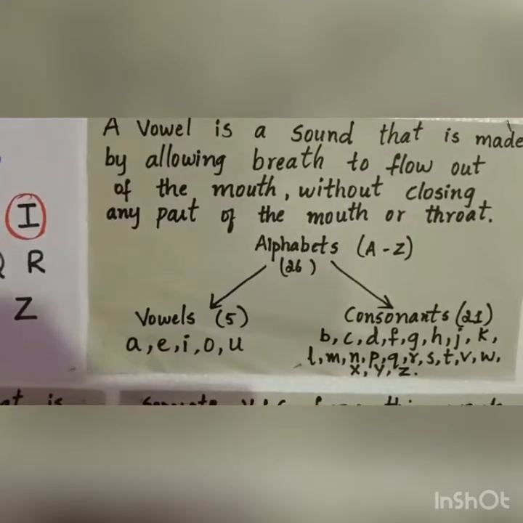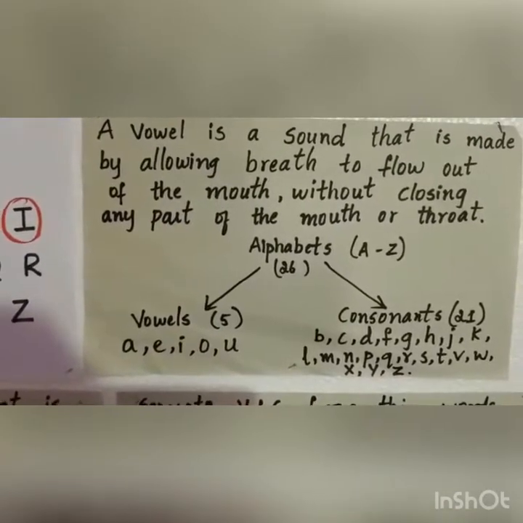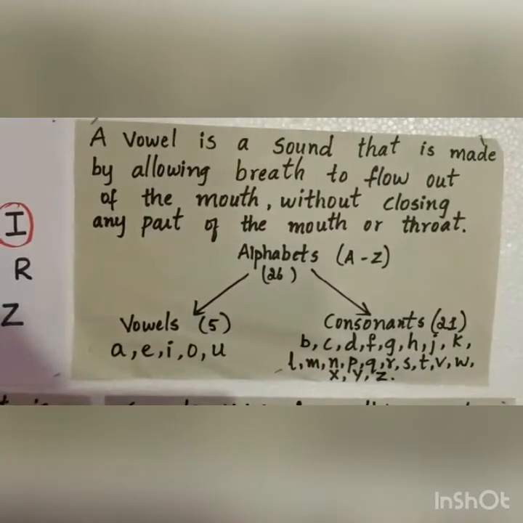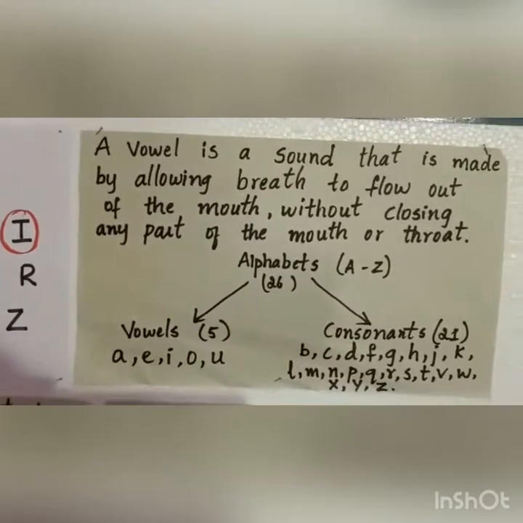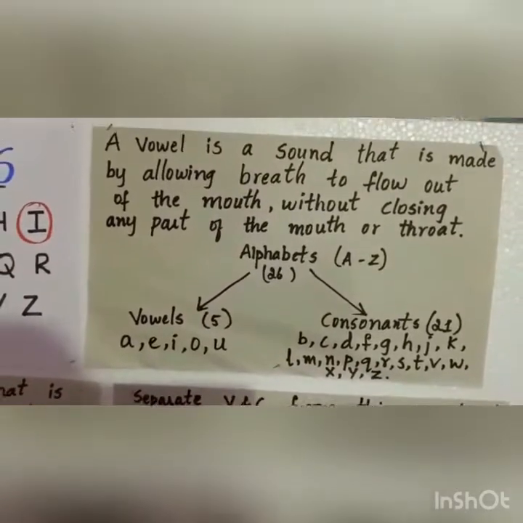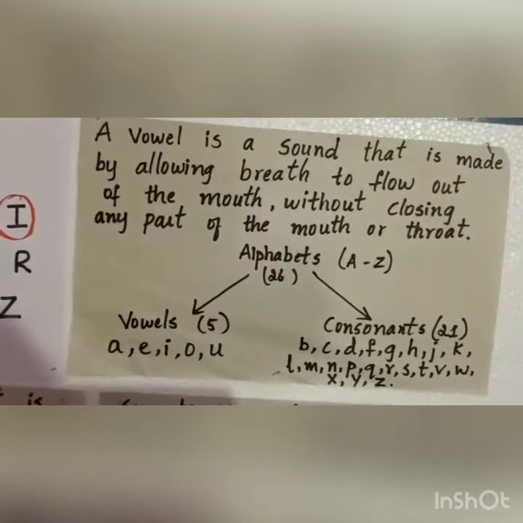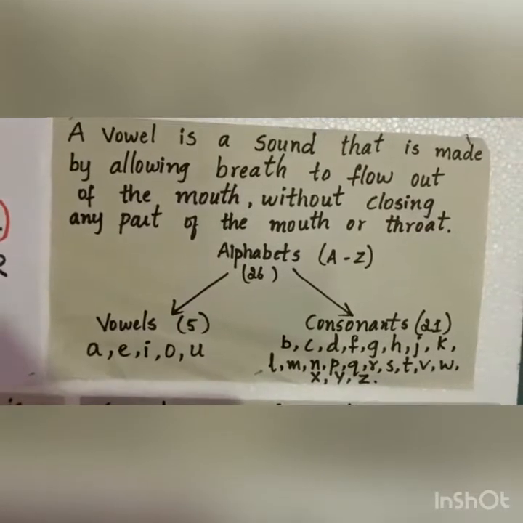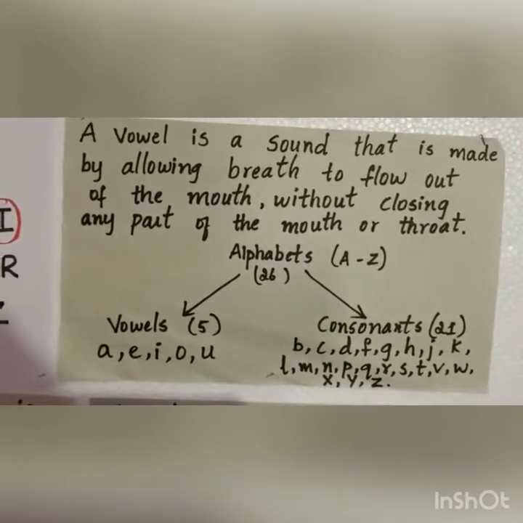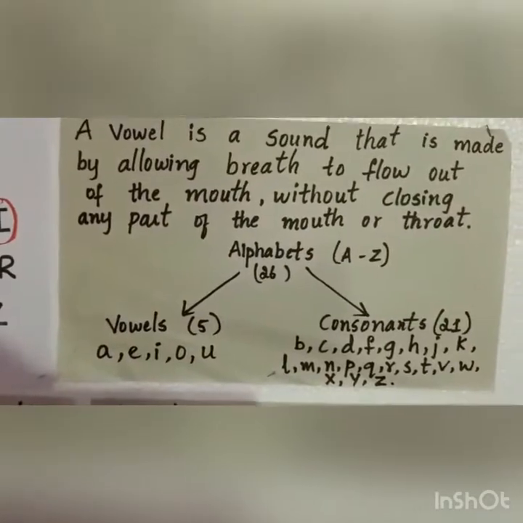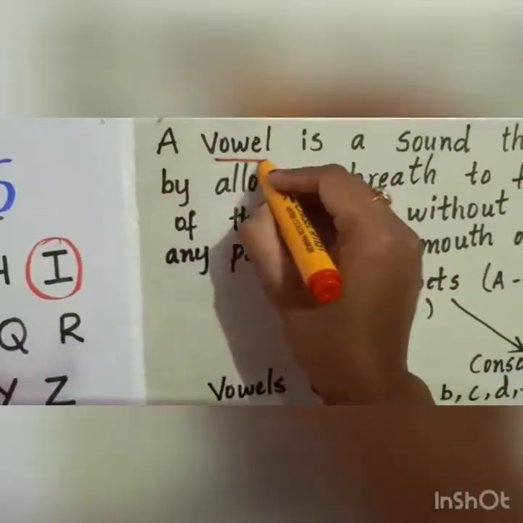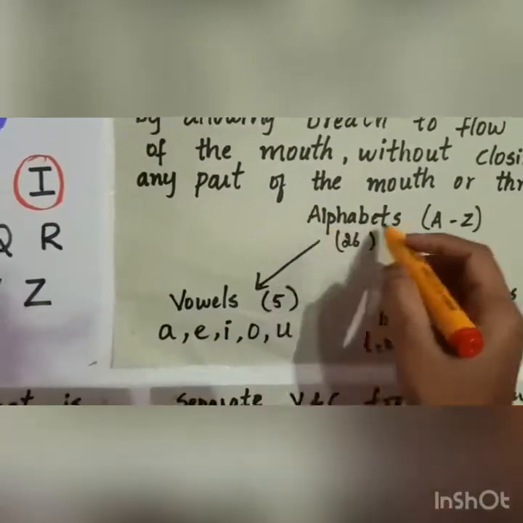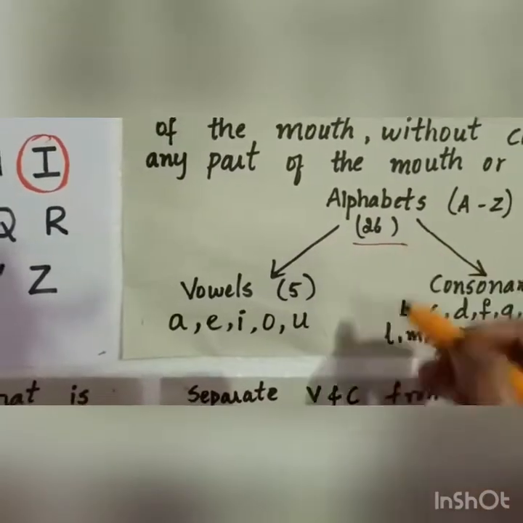When you say these words, your mouth is open and the tongue in the middle of your mouth is not going to touch your teeth or lips. Those words are called as what? Vowels. Remember children, when you say these words, your mouth is open and the tongue is not touching your lips and your teeth. Those words are called as what? Vowels. Okay?